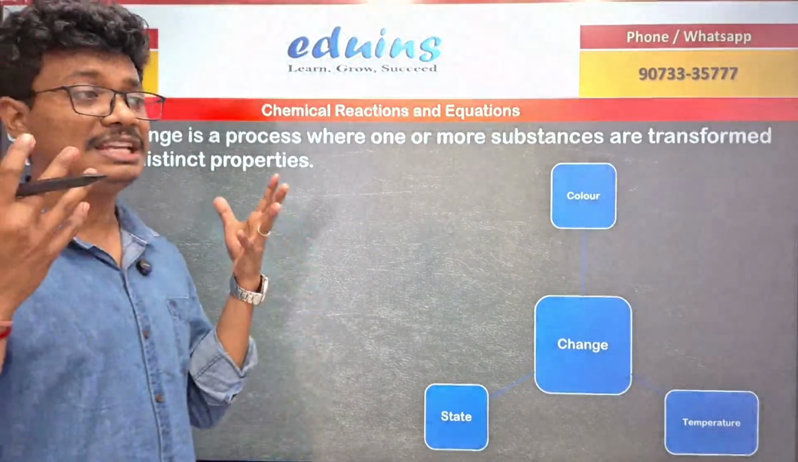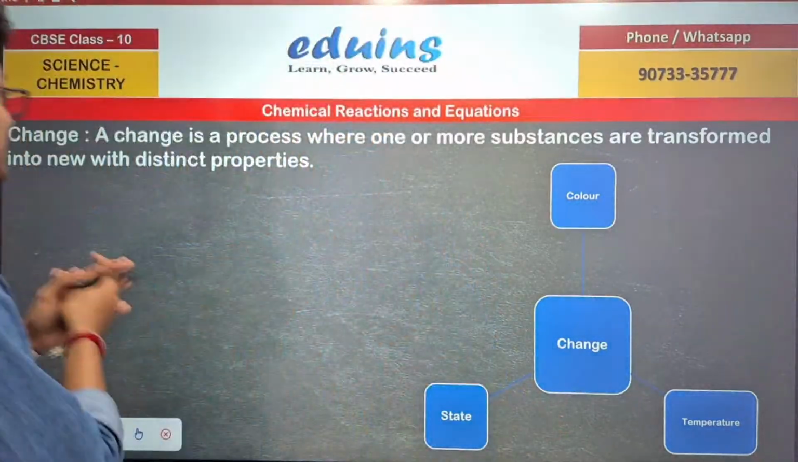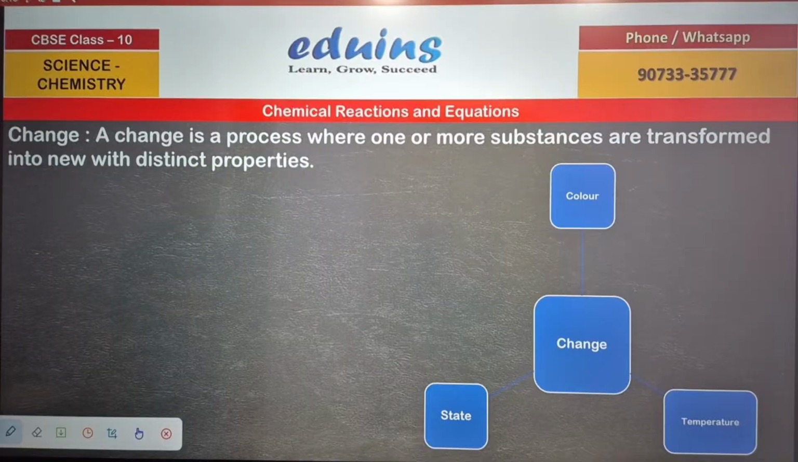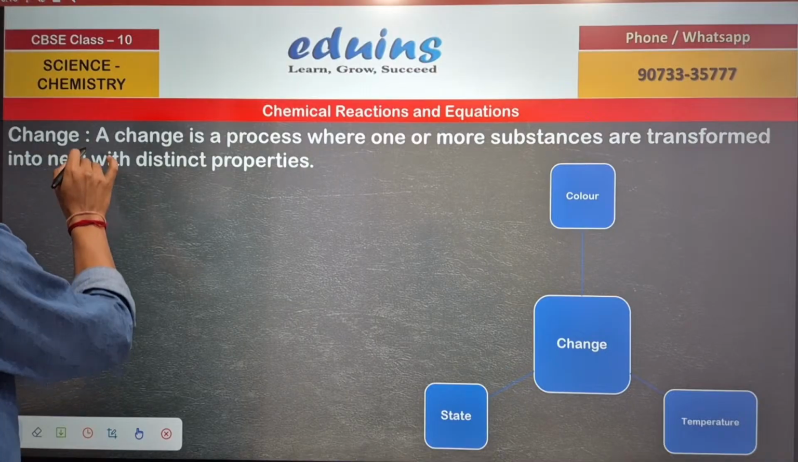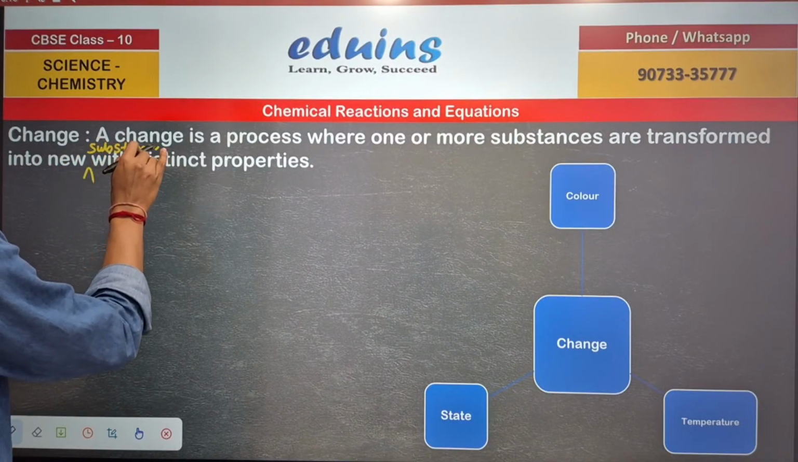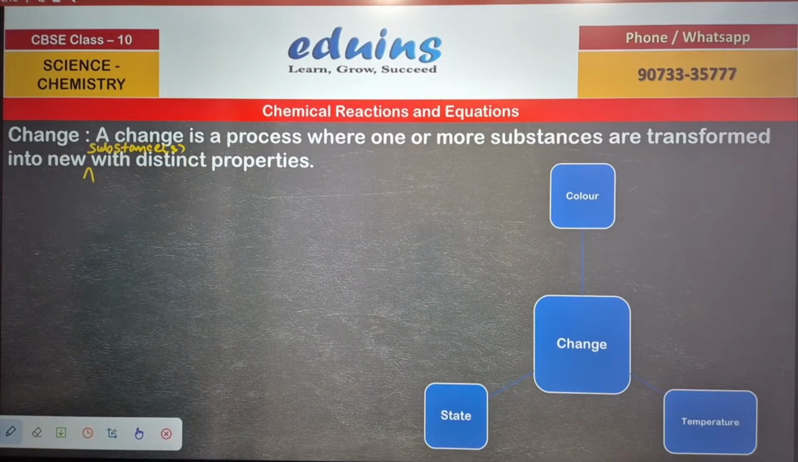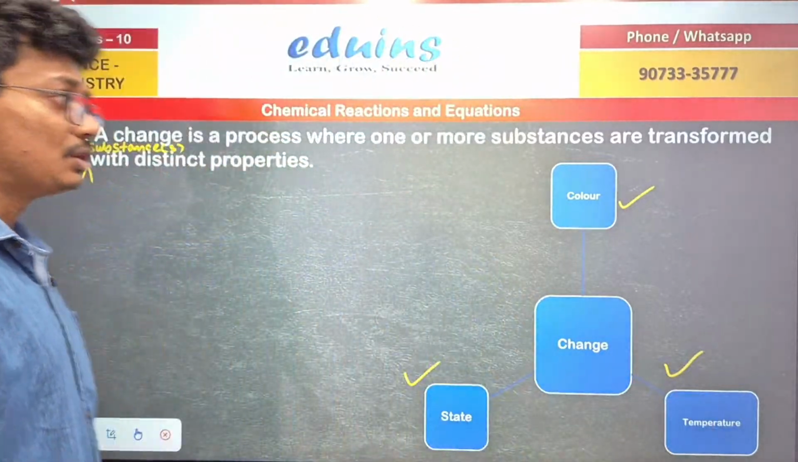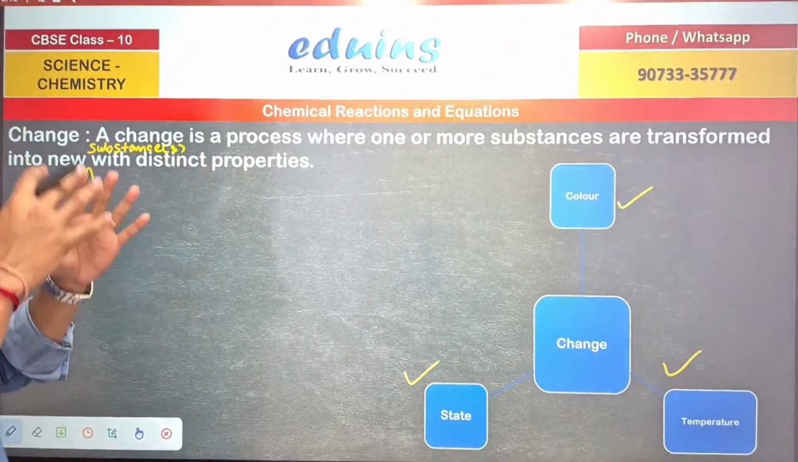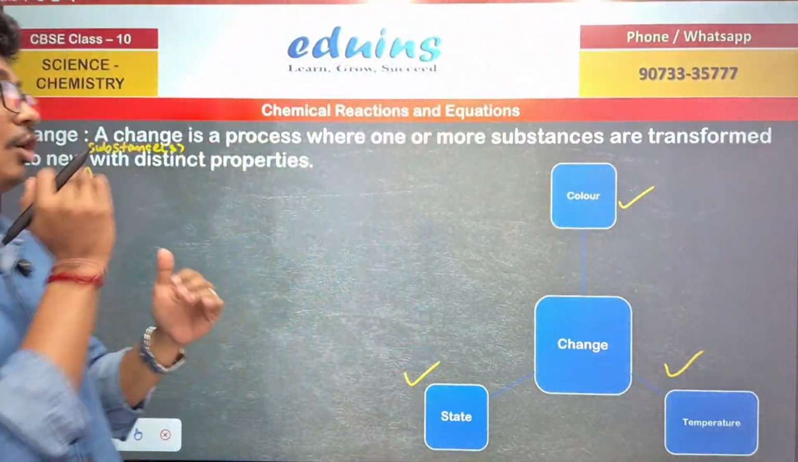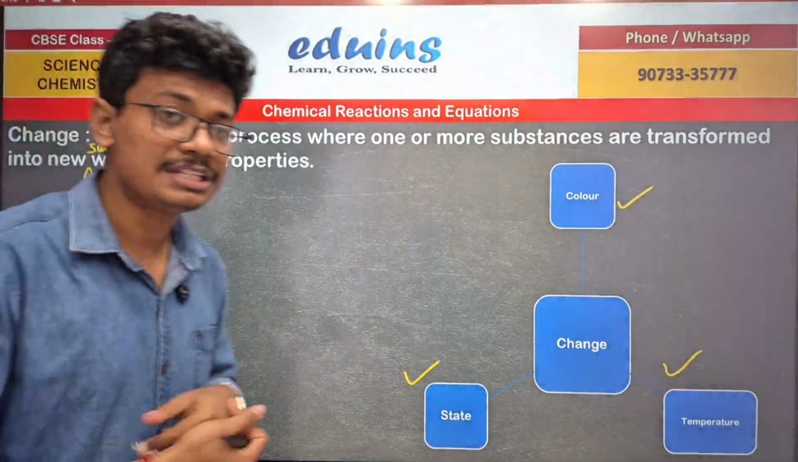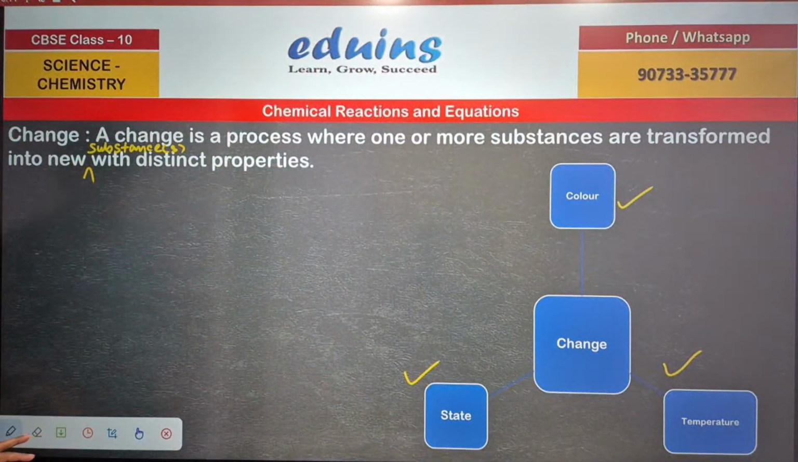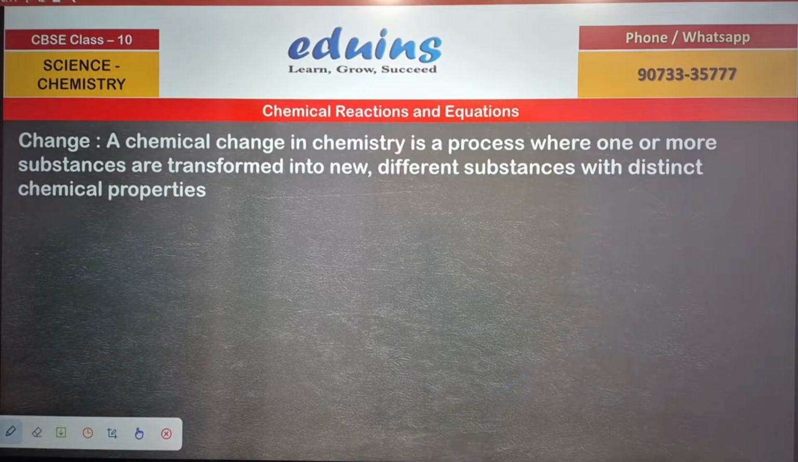What is change in science or in chemistry? The change is a process where one or more substances are transformed into a new substance or substances with distinct properties. Like what changes? Changes in color, changes in state, changes in temperature. Based on these changes, where one or more substances are transformed into new ones with distinct properties, the changes in chemistry are categorized into two categories.